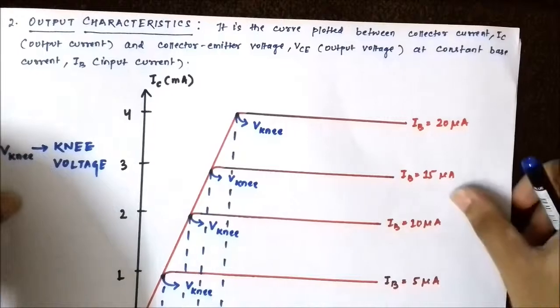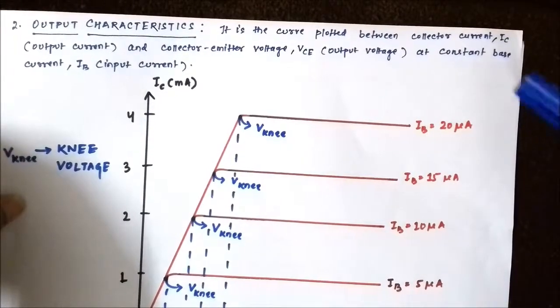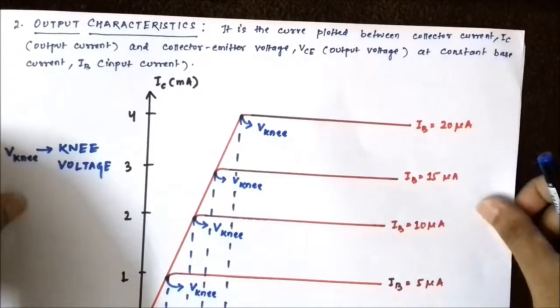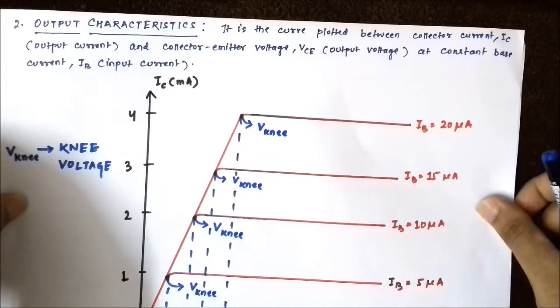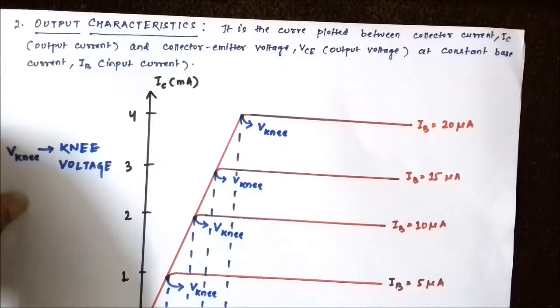It is a common mistake done by several students that they write the definition of output characteristics as the curve plotted between output current and output voltage at constant input voltage. It's not that, it's constant input current.